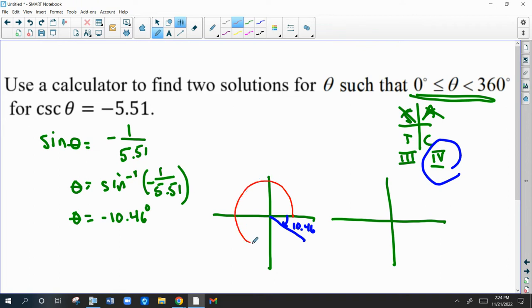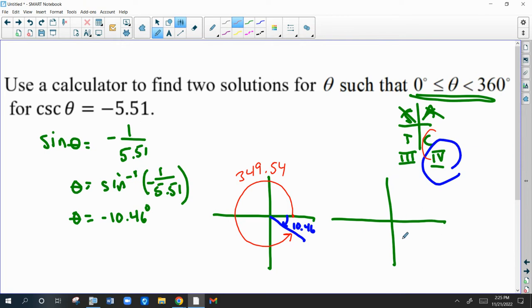That's actually how I have to measure this angle because we're going from 0 to 360. So it's exactly 10.46 less than 360. So 360 minus 10.46 is 349.54. That's the quadrant 4 angle.